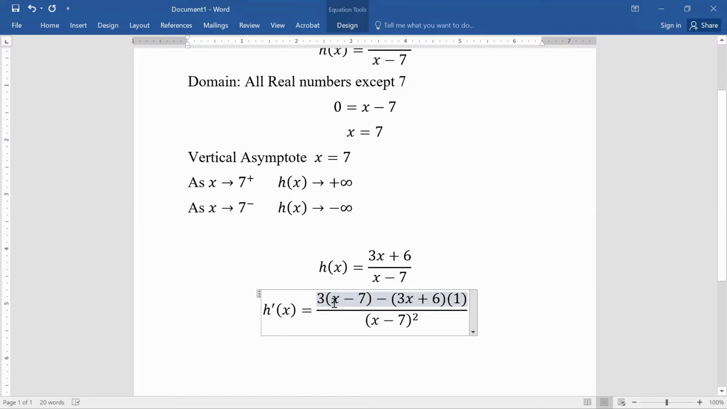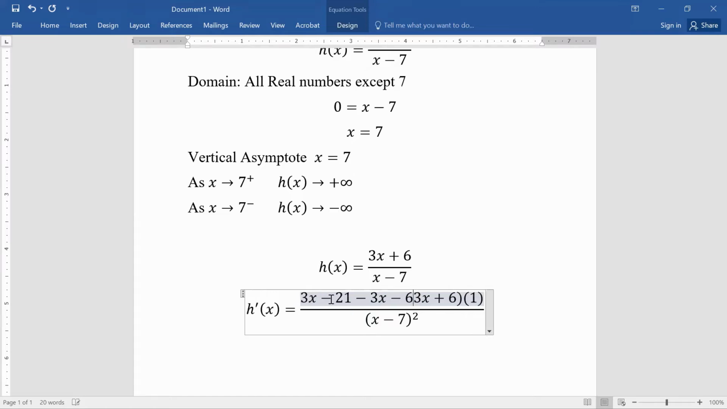This can be simplified: 3x minus 21 minus 3x minus 6, and then we can combine like terms, this minus 3x and that minus 3x cancel each other out. We just get negative 27 divided by x minus 7 squared.